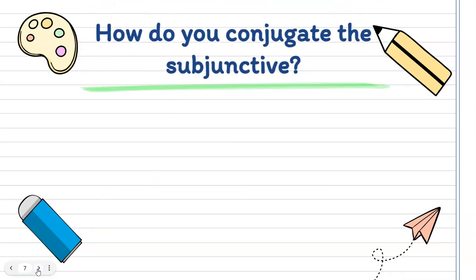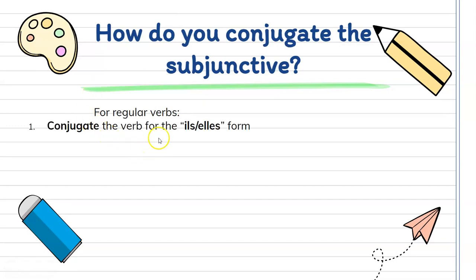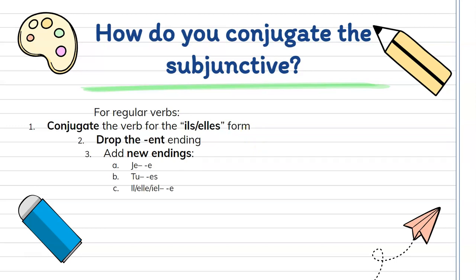So once you figure out that you need the subjunctive, how do you write something in the subjunctive? Here's what you do for regular verbs. You conjugate that verb for the il, elle, ils plural form. You drop the ent ending, and then you add your new endings. For je, you'll add e. For tu, you'll add es. For il, elle, iel, or on, you'll add e. For nous, you'll add ions. For vous, you'll add iez. And for ils, elles, or iels, you'll add ent.